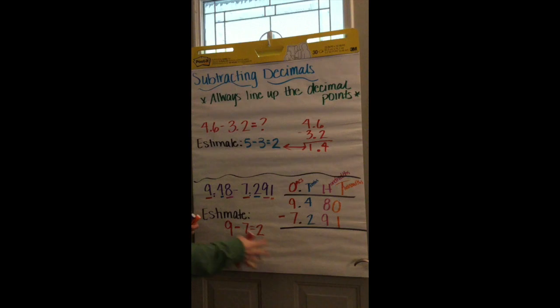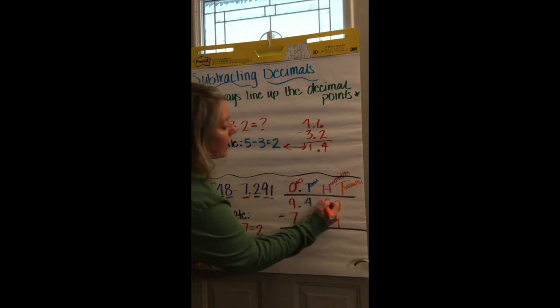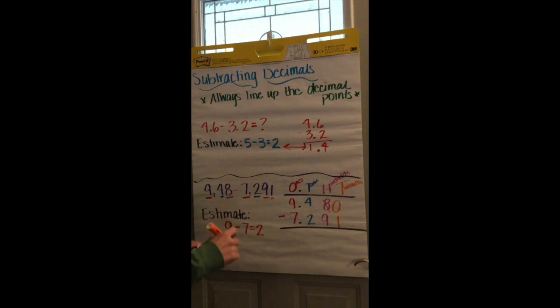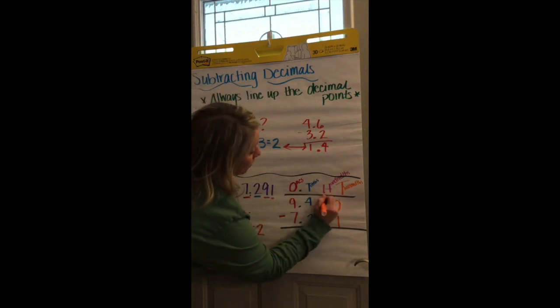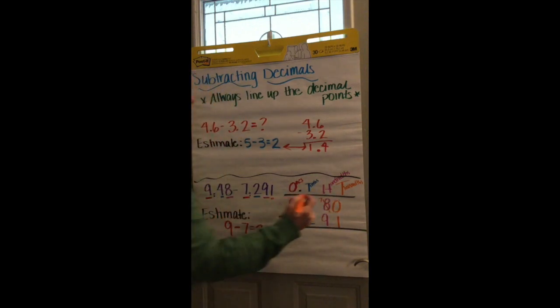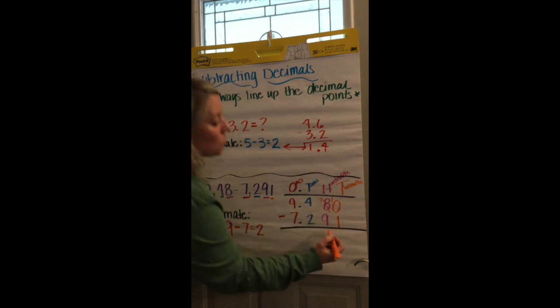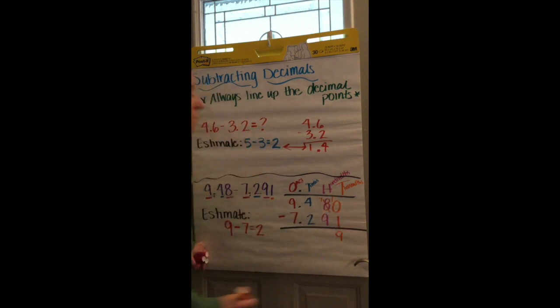So now when I do the actual math, I'm going to start over here in my thousandths place. And because I put that placeholder 0 here, I've got 0 minus 1. If I have 0 things, I can't take away 1. So I've got to go over here and borrow from this 8 just like I would in any normal subtraction problem. This 8 becomes a 7. My 0 then becomes a 10. So now I have 10 minus 1 is 9.